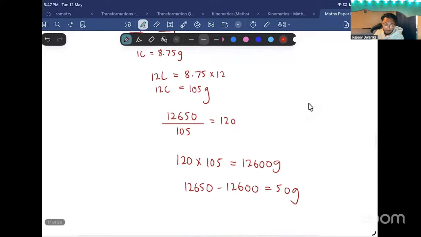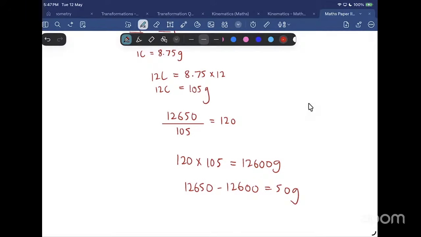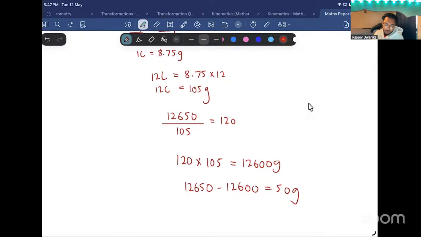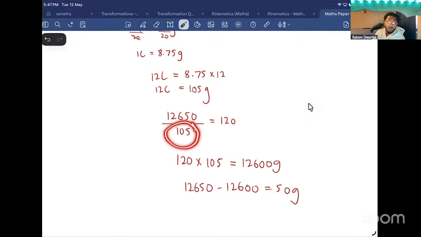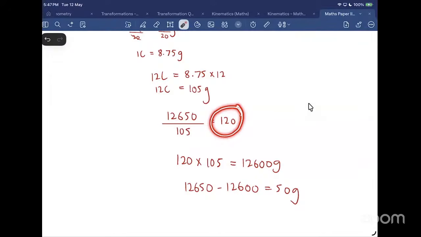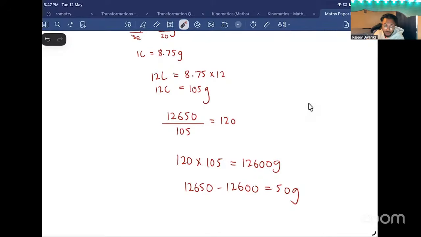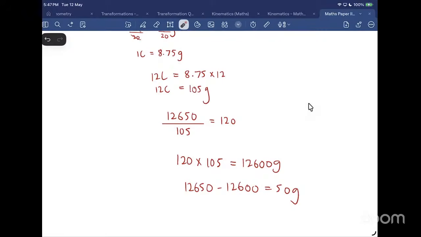Now, if you want to find the remainder, you need to understand that you're using 105 grams to make one pack, and in a pack you have 12 cookies. So this 105 is used to make one pack. How many packs can you make? 120. So to figure out how much flour you used, it's 120 by 105. You used 12,600. And if you want to find how much you didn't use, it's 12,650 minus 12,600, which is 50 grams.